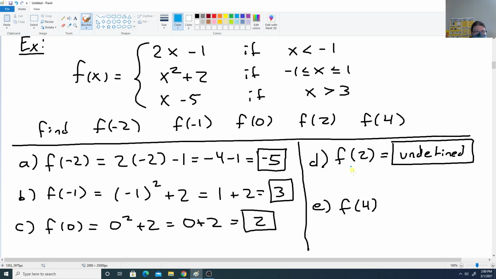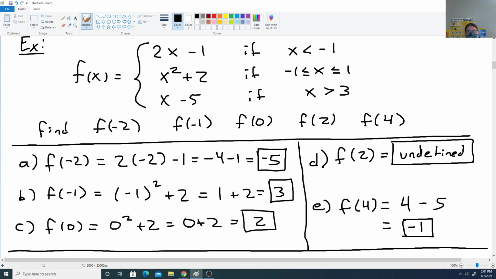So for the last one, what about f of 4? What does f of 4 line up with? We say, all right, 4 is greater than 3. So we plug it into this bottom form. So f of 4 makes the bottom part true. That tells me the form we plug into. So to plug it in, this will be 4 minus 5. So we're replacing x in the bottom form with 4. 4 minus 5 is negative 1. And that gets our answer, and that wraps up this problem.